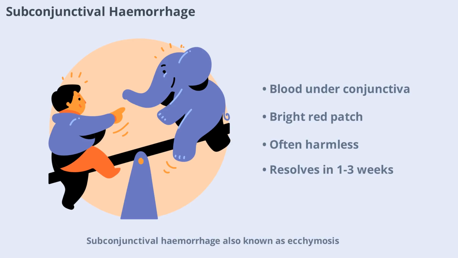Subconjunctival hemorrhage, also known as ecchymosis, is a condition where blood collects beneath the conjunctiva due to rupture of small, loosely supported blood vessels. It often appears as a bright red patch on the white of the eye and can look alarming, but it is usually harmless. Common causes include trauma, mechanical straining, bleeding disorders, acute conjunctivitis, or sometimes it occurs without any clear reason. The condition is self-limiting and typically resolves within 1 to 3 weeks.